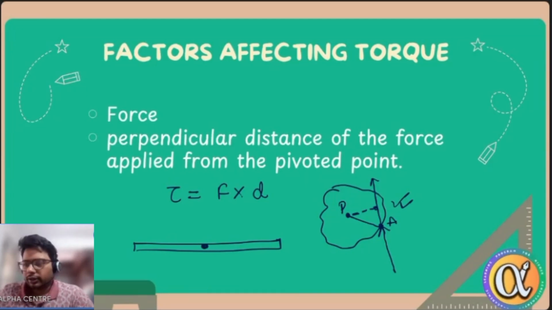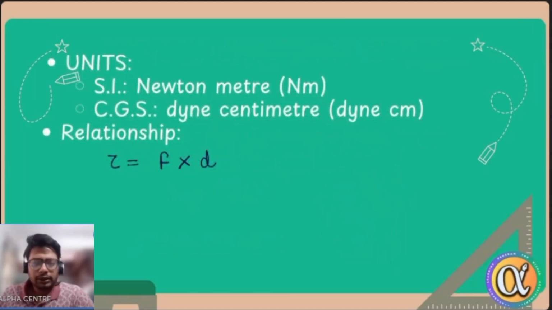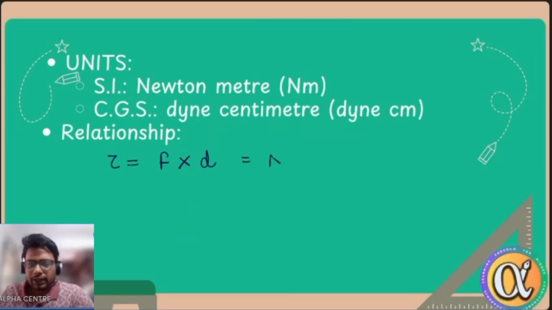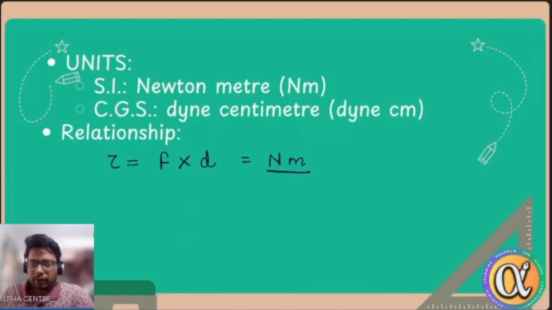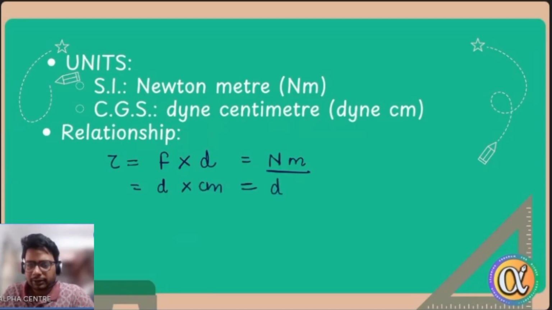Therefore, going back, since torque is equal to force multiplied with distance, and the SI unit for force is Newton, while for distance it is meter, the SI unit for torque is Newton meter. Whereas the CGS unit for force is dyne, and for distance is centimeter. So torque would be dyne centimeter. So these are the SI unit and the CGS unit for torque.